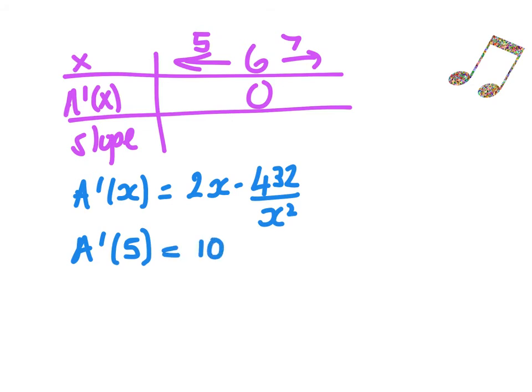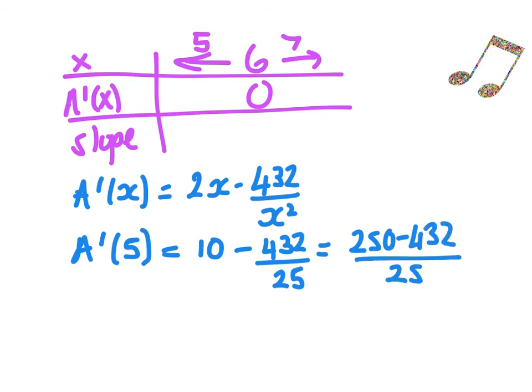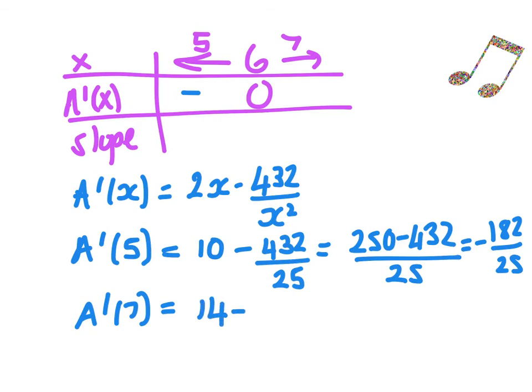2 times 5 is 10, minus 432 over 5 squared, which is 25. Well, I can see straight away that's a negative. It's minus 182 25ths. So that's a negative. For 7, 2 times 7 is 14, minus 432 over 7 squared, which is 49.